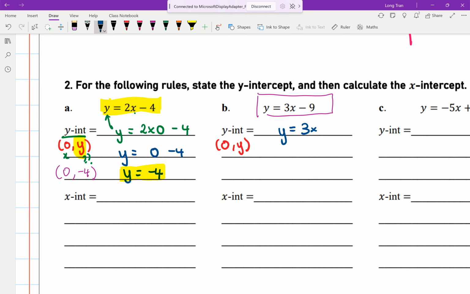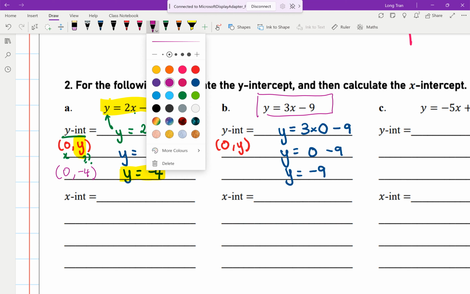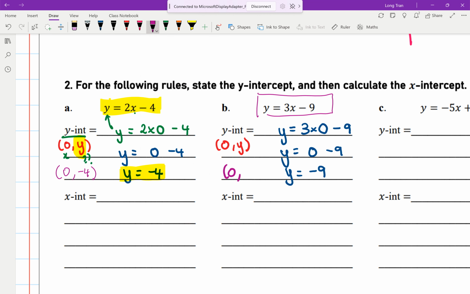Now, since x is 0, that's what we know at the y-intercept. Not anywhere else, just at the y-intercept. X is going to be 0. So 3 times 0, and then minus the 9. We know 3 times 0 is 0, minus 9, and like Logan said, it is negative 9. And that gives us the coordinate 0. When x is 0, the y value is negative 9.